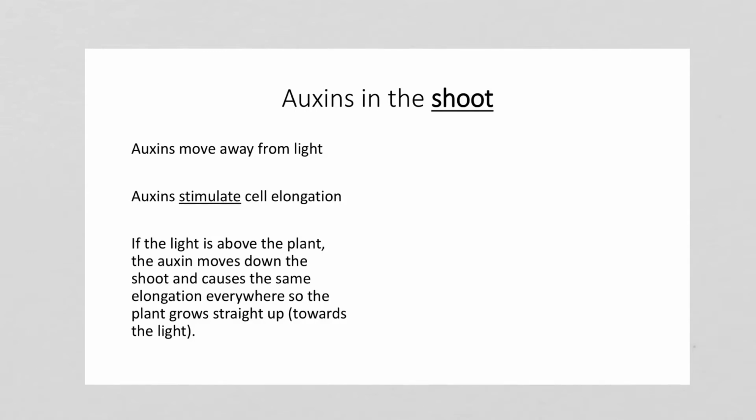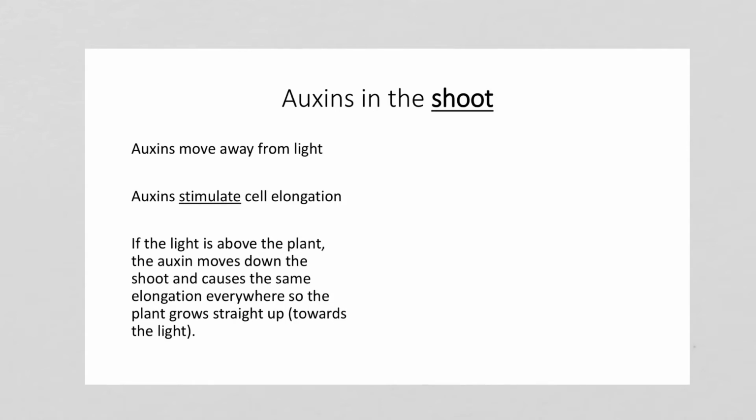Auxins in the shoot and in the root behave in almost exactly opposite ways. So we're going to start with auxins in the shoot, but remember auxins in the root are going to do the opposite. So in the shoot, auxins are going to move away from light. We say that there's negative movement. It's away from the light. And the auxins stimulate cell elongation in the shoot. They're going to inhibit it. They're going to prevent it from happening in the root.